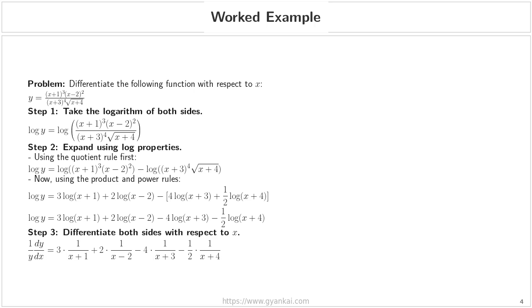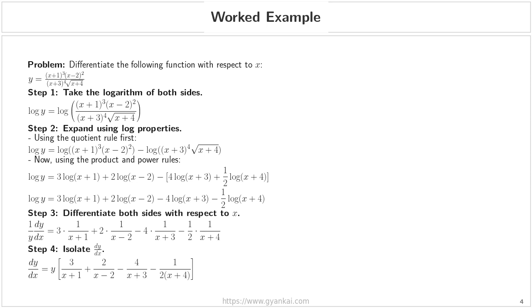Now we proceed to step 3. Differentiate both sides with respect to x. On the left side, applying the chain rule, the derivative of the natural log of y is 1 over y, multiplied by the derivative of y with respect to x. On the right side, we differentiate each term individually. Since the derivative of the natural log of a linear function is simply 1 over that function, we get 3 over x plus 1, plus 2 over x minus 2, minus 4 over x plus 3, minus 1/2 over x plus 4. Step 4 is to isolate the derivative.